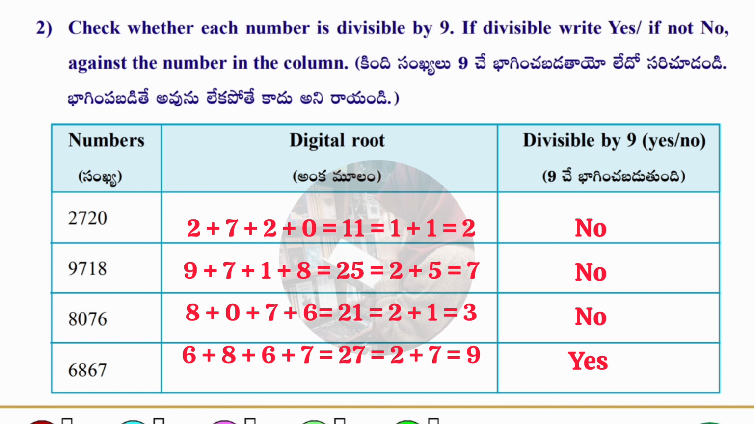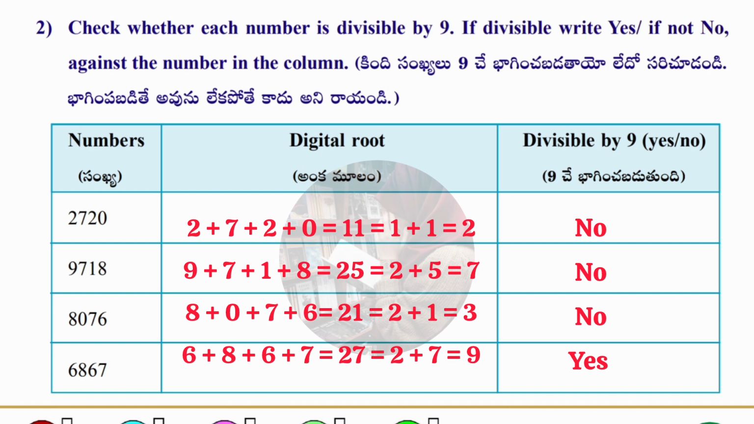Okay, let's see. First number is 2720. So first we'll do the addition, 2 plus 7 plus 2 plus 0, which is 11. So again we have to do the sum, 1 plus 1, which is 2. Here we get the answer as 2. It is not divisible by 9. That's why write down no.